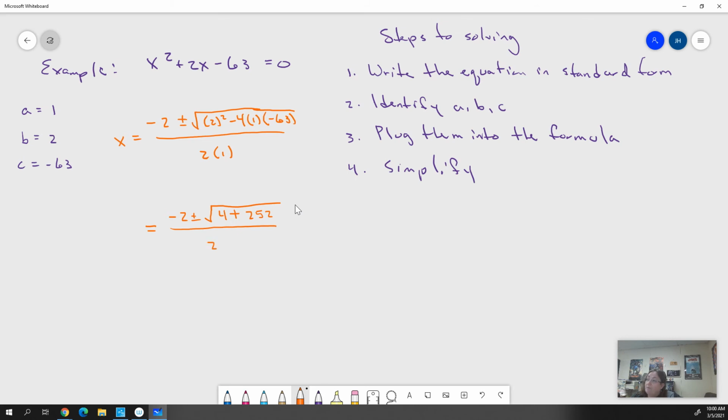Over 2 times 1, which is just 2. So now it's getting a little easier to simplify, right? We still have to put these together. And we get minus 2 plus or minus the square root of 256 over 2. This, I know for a fact, is 16 times 16. If you don't know that, you have to break it down and figure it out. But I know that 16 times 16 is 256. So I'm just going to rewrite this as minus 2 plus or minus 16 over 2.